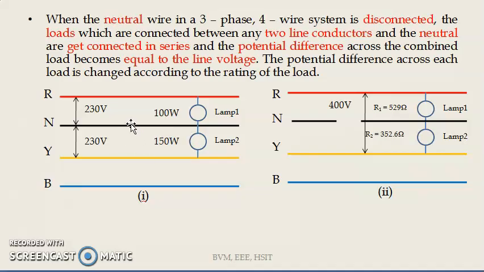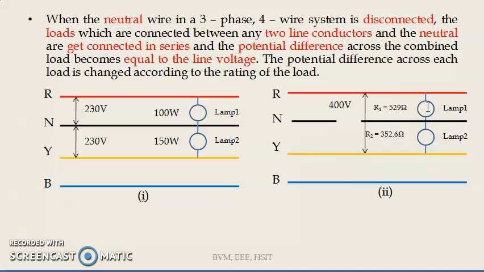If it gets disconnected like this, then the voltage across these two will become 400 volts, equal to the line voltage. What is the line voltage? 400 volts. The potential difference across each load is changed. Now the potential difference across each is 230 volts. But when the neutral gets disconnected, what will happen? The potential difference across each load gets changed according to the rating of the load.